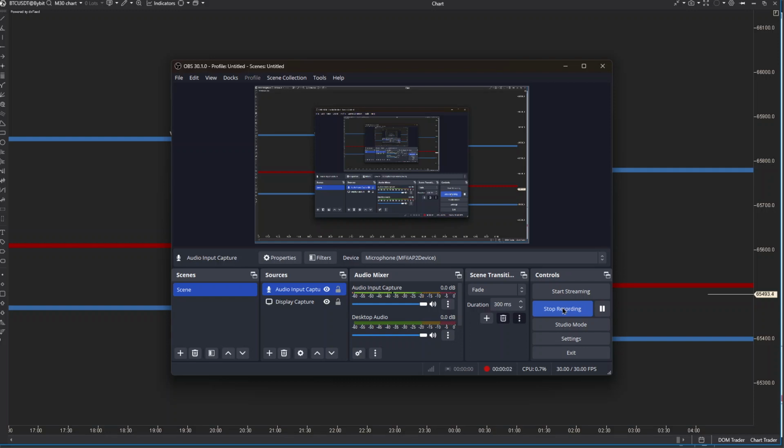Okay, so let's see. Audio input capture device, it's working. Yeah, around negative 20 decibels.